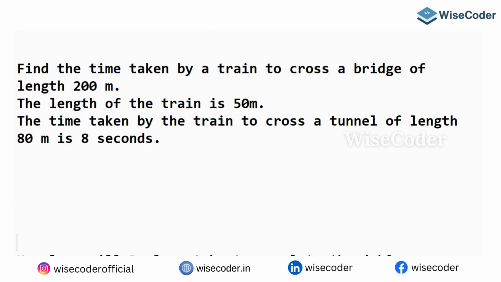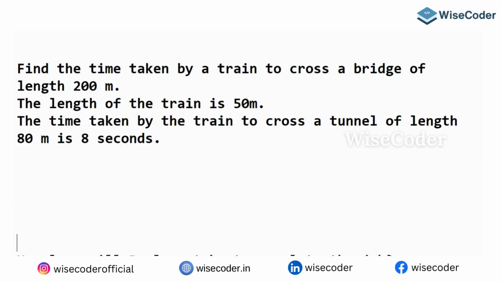The time taken to cross a tunnel of length 80 meters is 8 seconds. Whenever you come across this situation, look at the second statement, the train length. Do you know the train length? No. If you don't know the train length, how are you going to figure it out?